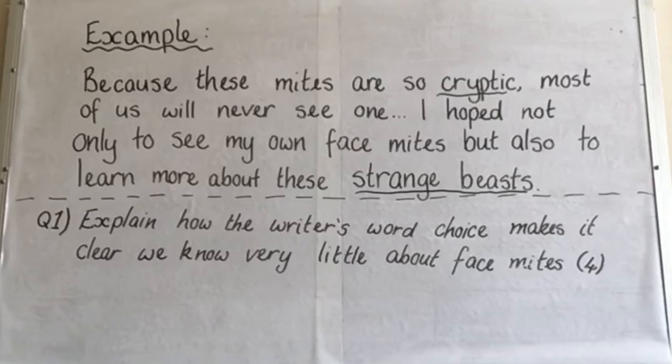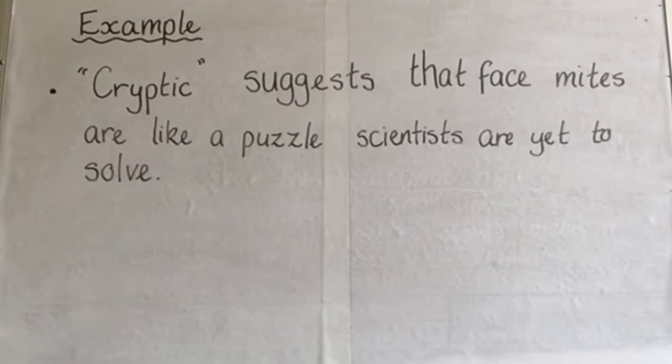Exam top tip here, when you're in the exam, remember you can write on the exam paper, so it's maybe worth highlighting or underlining the words that you're going to put in your answer. Once you've picked your words, it's just a matter of putting it into your answer. Just like so. So I've put: cryptic suggests that face mites are like a puzzle scientists are yet to solve.